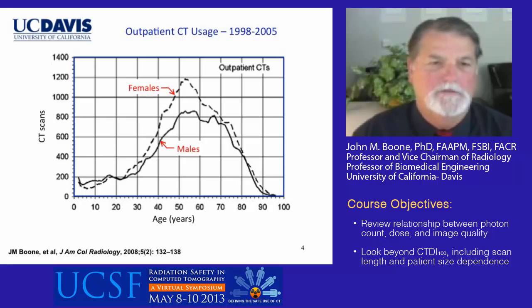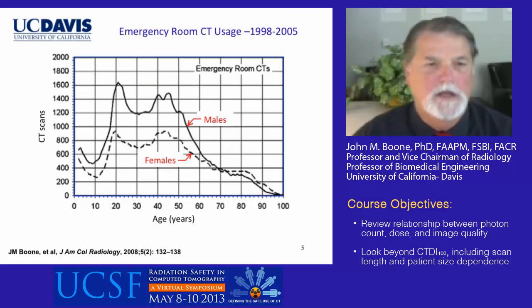Just a snapshot of some of the metrics from UC Davis taken about 10 years ago. CT scans as a function of age, and you can see in the outpatient setting on slide 4 that females and males have reasonable distributions here. Females have larger numbers for whatever reason. But in the emergency room, and UC Davis is a very busy trauma center, you can see that males dominate the visitation and the CTs that they have.